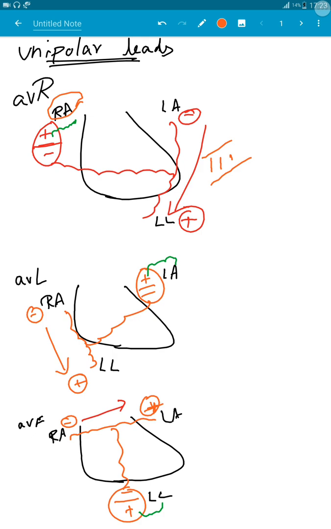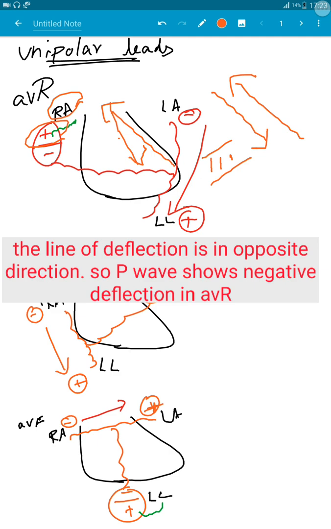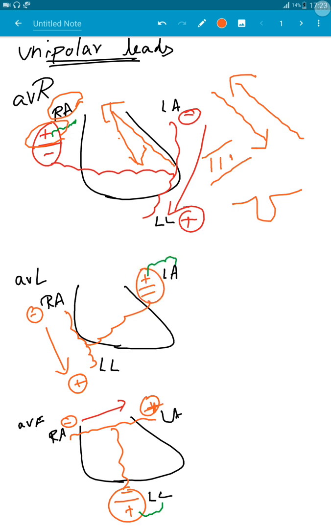So normally the SA node will depolarize the atria in this direction, but the line of deflection here will be towards the positive. So the line of deflection will be towards this direction. This is the line of deflection towards positive, and the SA node is depolarizing in this direction. So it is parallel. When it is parallel, it shows negative deflection, and it also indicates lead 3 is just perpendicular to the AVR, and next we can discuss the AVL.